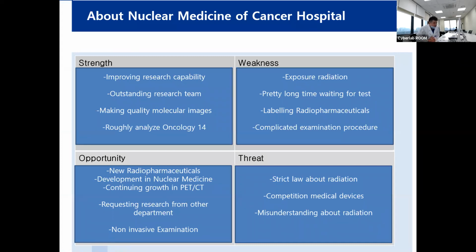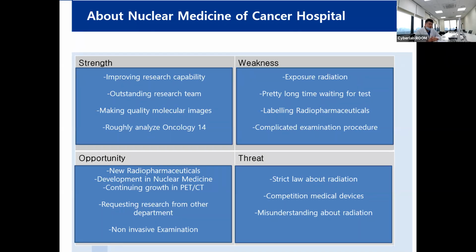This slide shows the strengths, weaknesses, opportunities, and threats of nuclear medicine at our cancer hospital. We have four points. The strength is improving research, an outstanding research team. There are many research members and teams, physical and chemical, and so on, making quality molecular images and locally analyzing oncology. The weakness is that general patients have a concern about radiation exposure and a pretty long waiting time for the test. After an 18F FDG injection, the waiting time is about 1 hour, so some patients complain about the waiting time.